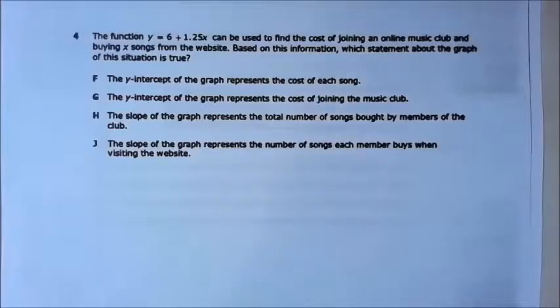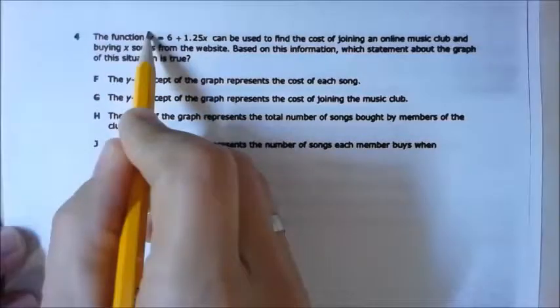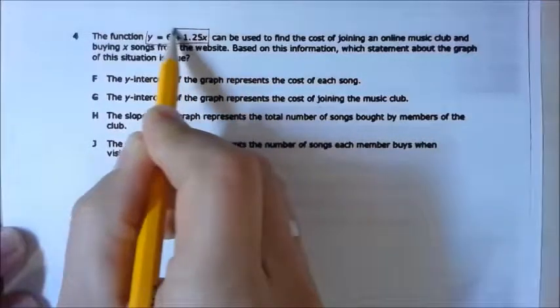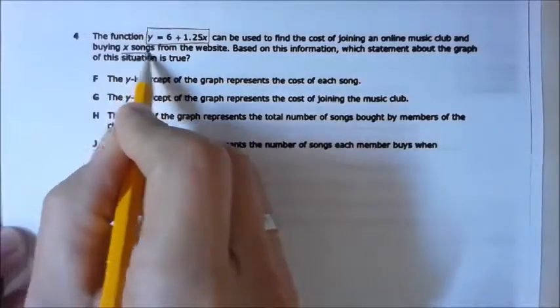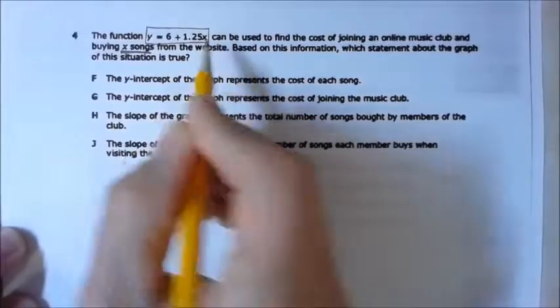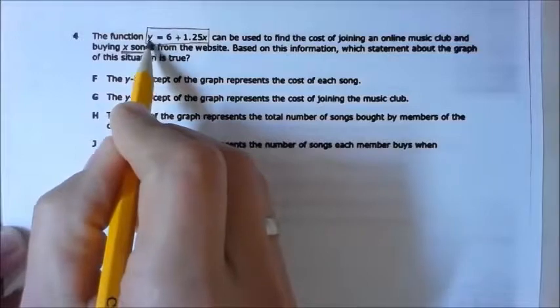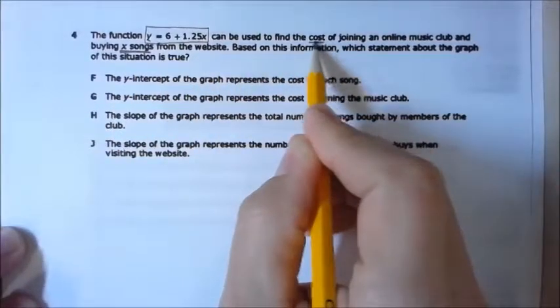In this problem, we're doing number 25 in your packet. And it says the function y equals 6 plus 1.25x can be used to find the cost of joining an online music club and buying x songs from the website. Based on this information, which statement about the graph of this situation is true? Well, it gives us our equation, so let's mark that. It says x is songs, so this x represents songs. y is going to be our total cost of joining.